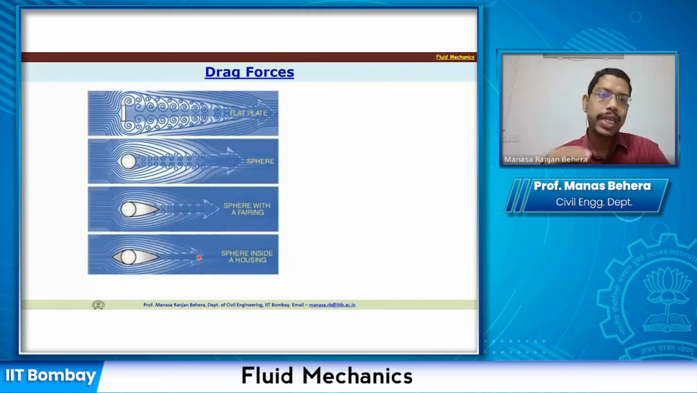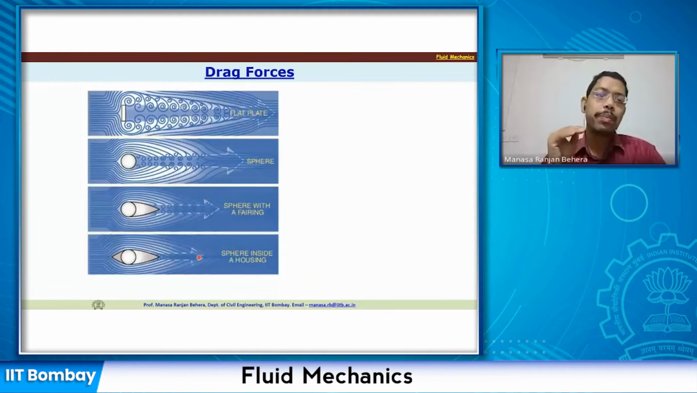So the wake region is reduced, that means the pressure drag is reduced. Okay, so our form drag is reduced. So this is the basis of how various designs are done. Okay, and we have different shapes.